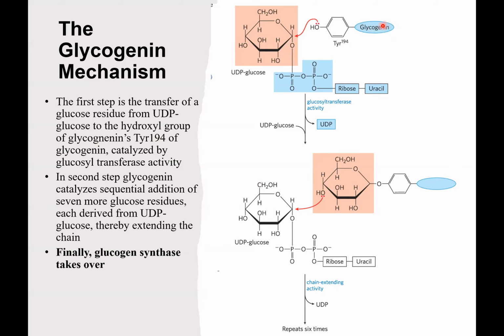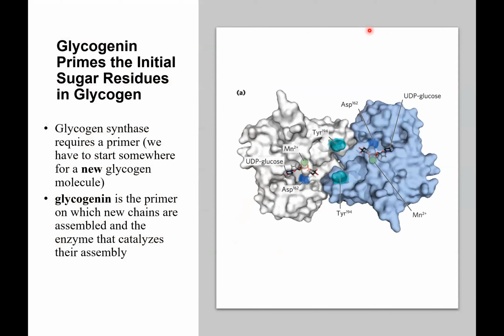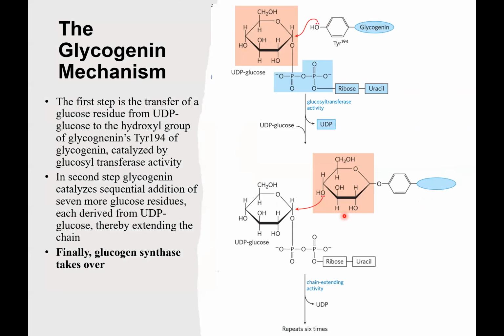So this is a big molecule, right? This is what we just saw right back here, right? This glycogenin, this photo. And here's our tyrosine 194, right? So this has an OH group and it can actually pick up a glucose molecule from our UDP glucose and catalyze really the very first glucose molecule that is eventually going to become a whole glycogen structure, right?